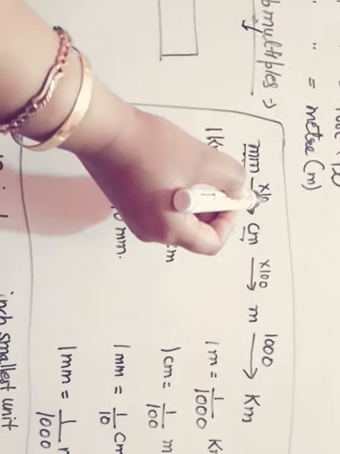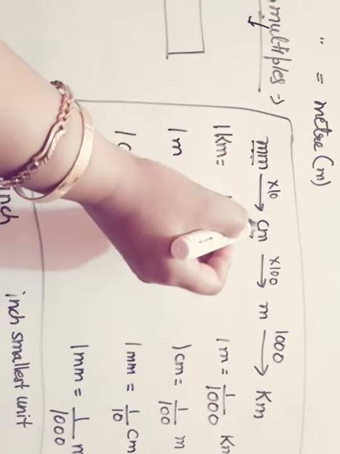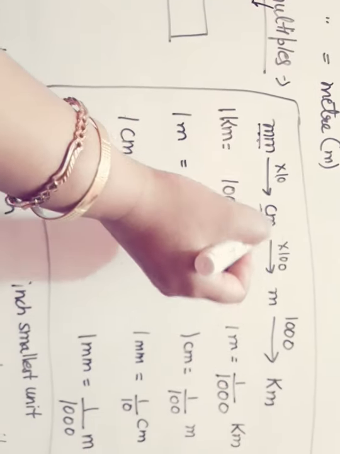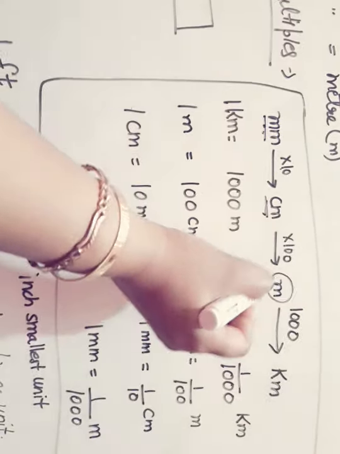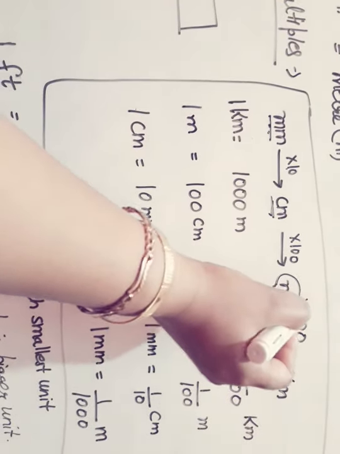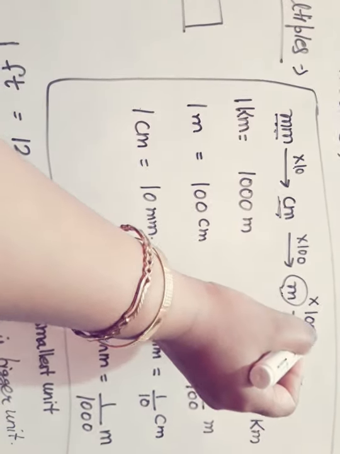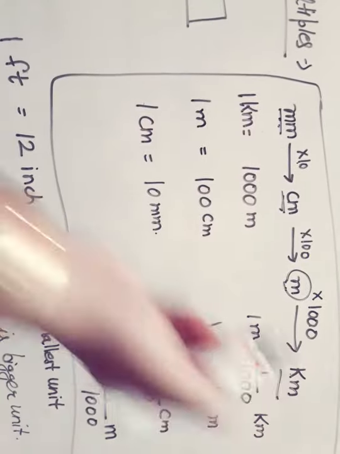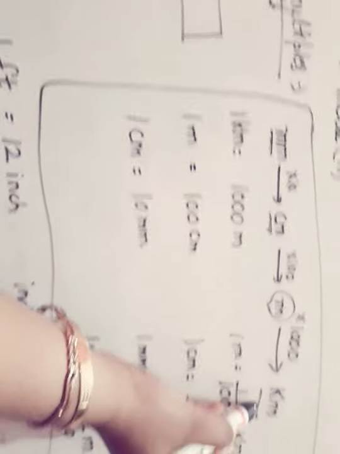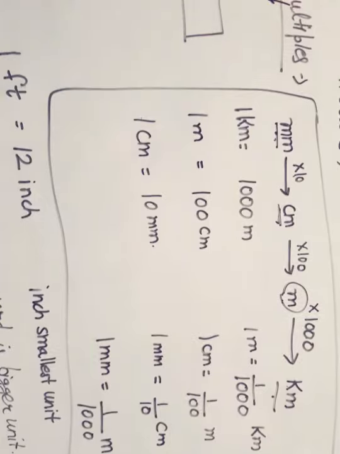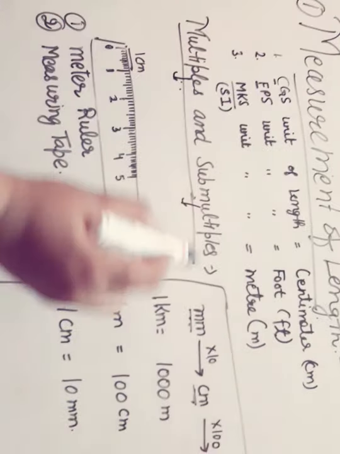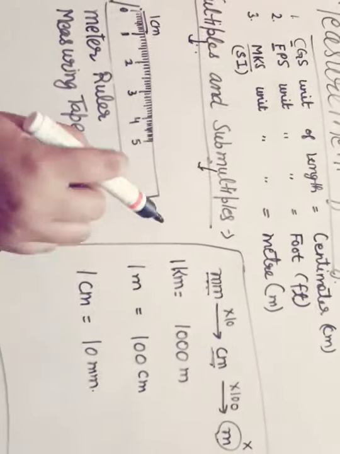So the smallest unit is millimeter, 10 millimeter makes 1 centimeter, and 100 centimeter makes 1 meter. 1 meter multiplied by 1000, that is 1000 meter, makes 1 kilometer. So kilometer is the biggest unit, it is the multiple of length, and millimeter is the smallest unit of length.